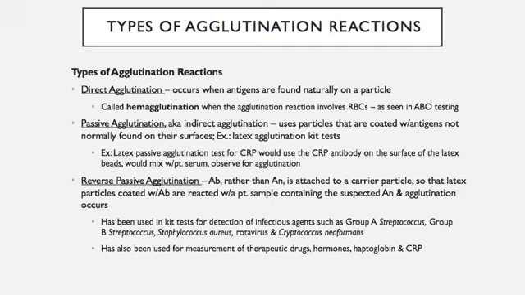Reverse passive agglutination. In this one, you've got antibody rather than antigen that's attached to a carrier particle, so that latex particles coated with antibody are reacted with a patient sample containing the suspected antigen, and then agglutination occurs. This has been used in kit tests for the detection of infectious agents such as Group A, Group B, Staph aureus, rotavirus, and Cryptococcus neoformans. It's also been used for measurement of therapeutic drugs, hormones, haptoglobin, and CRP.